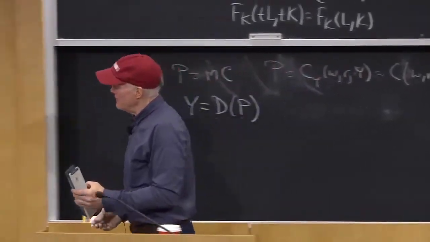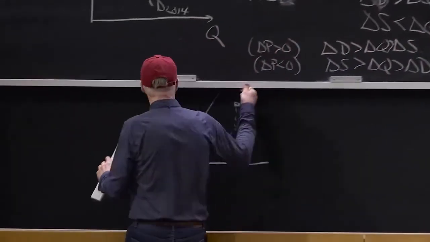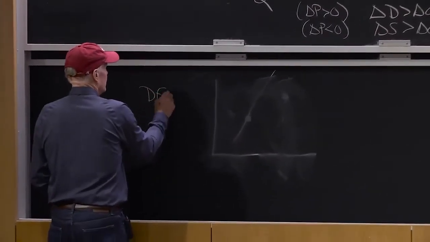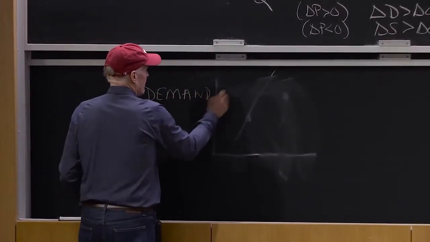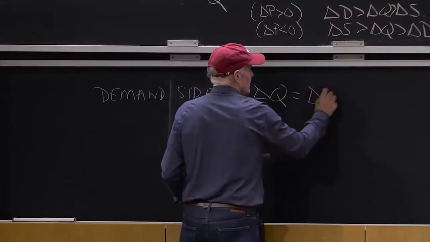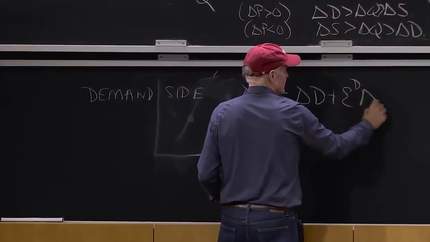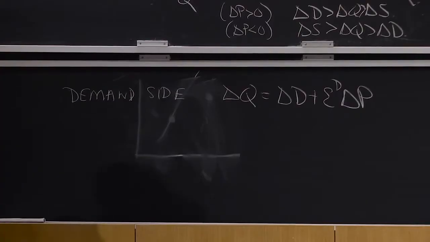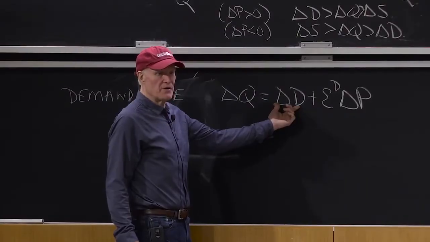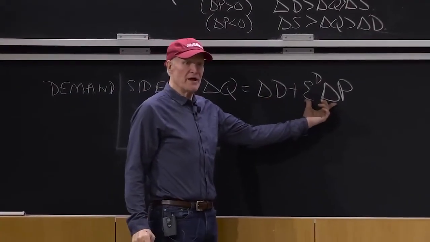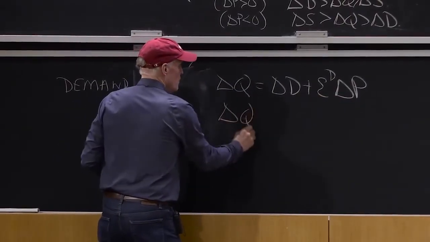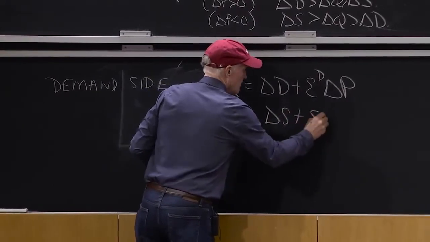Another way to think about it is the following. On the demand side, I know delta Q is delta D plus the elasticity of demand times delta P. Everybody agrees with that? That is, the change in quantity I see consists of some shift in the demand curve and then some movement along the demand curve. That's all there is. Similarly, delta Q equals delta S plus epsilon S delta P.